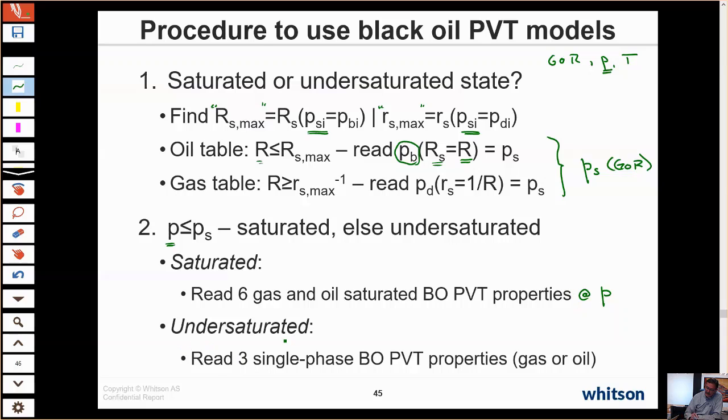And if it's undersaturated, then you'll know if it's a gas or you'll know it's an oil, and you go fetch the 3 single-phase properties, be it gas or oil, depending on what the gas-oil ratio is. This is the logic that you use. Is there anything I've done wrong, Steve? No. Yeah, this is it. Okay.